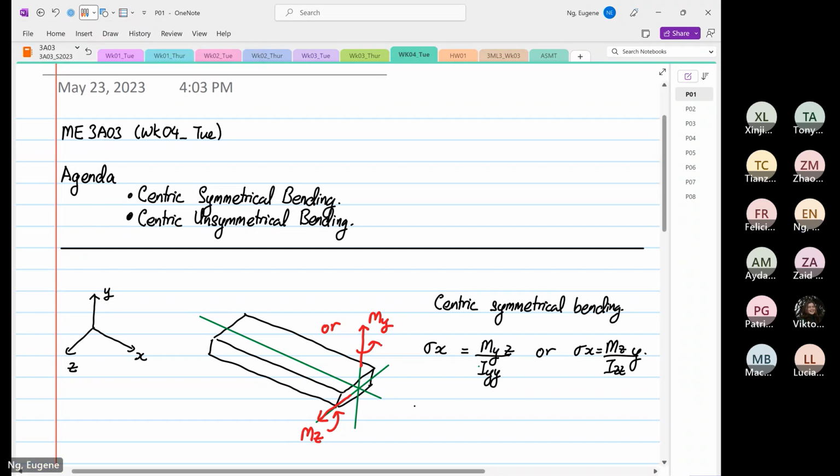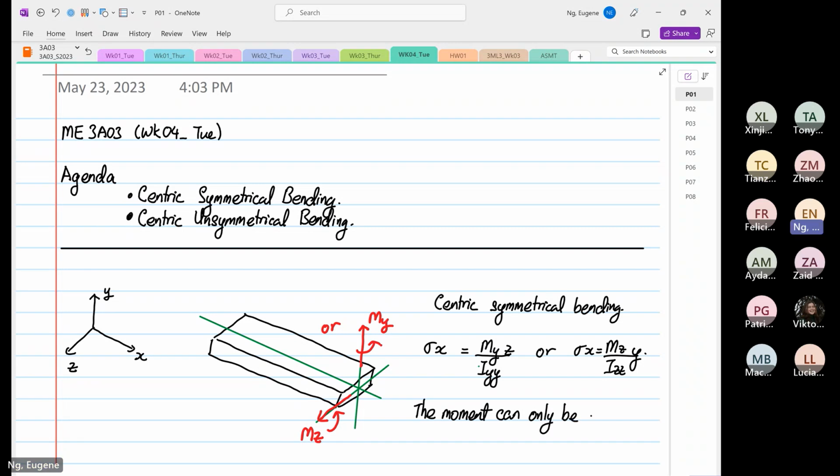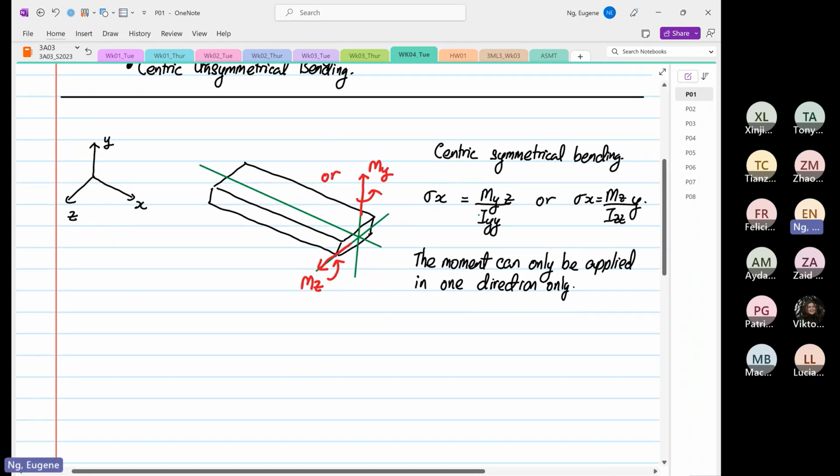The moment can only be applied in one direction only. You cannot have both My and Mz. That is unsymmetrical already. You can only have moment about y, or moment about z. Now, the next thing I'm going to do is sketch the stress profile, the normal stress profile.